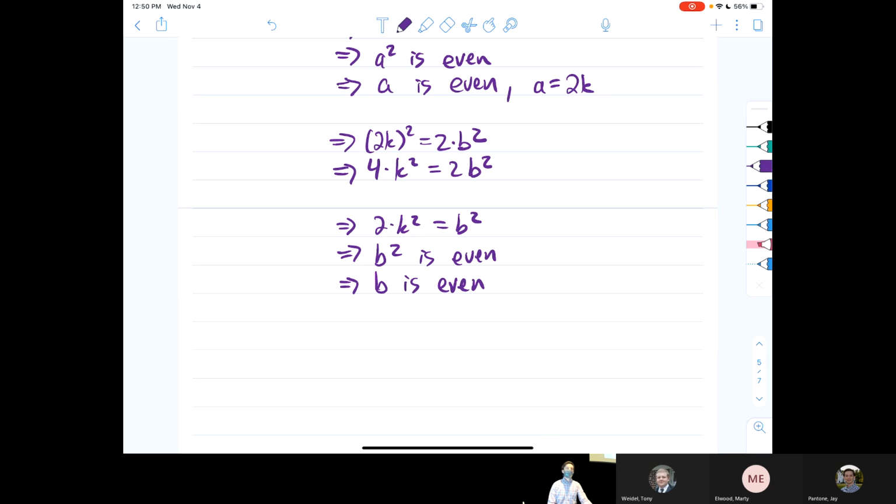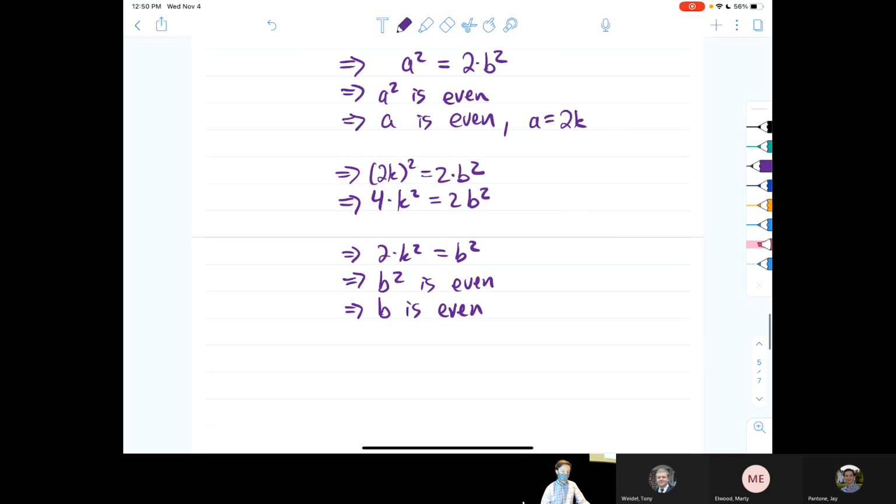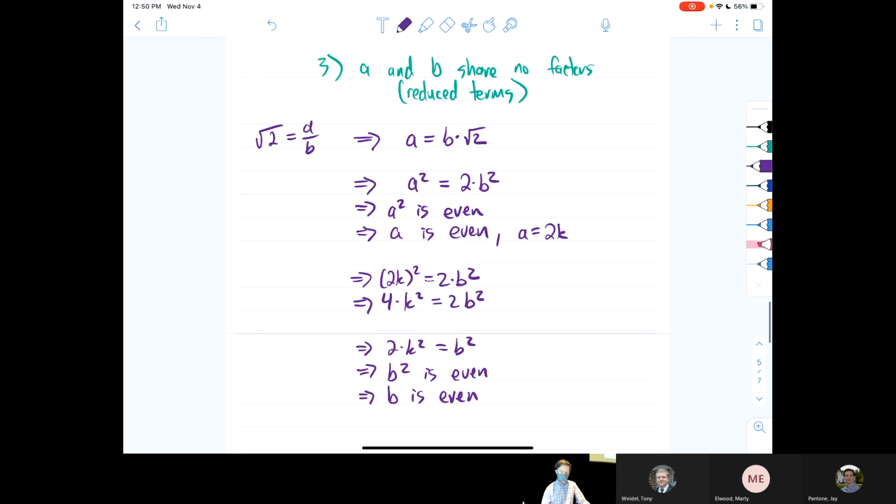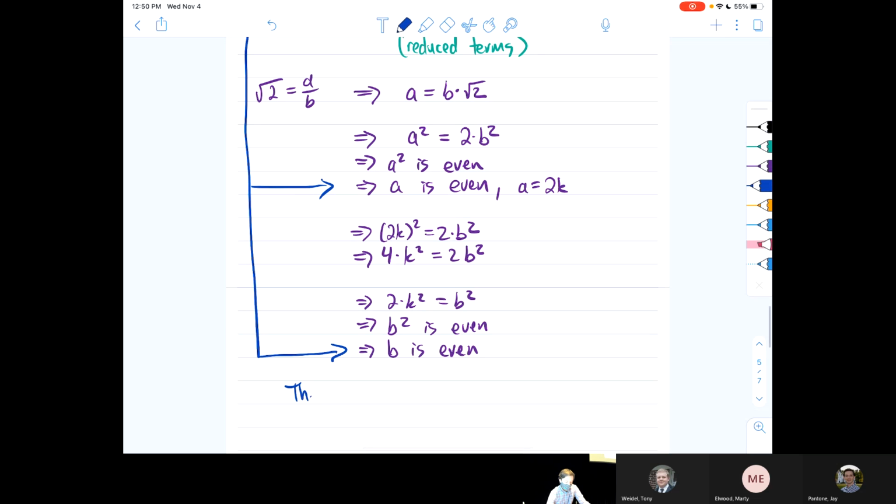And you might not notice it at first, but this is where we've reached a logical contradiction. If I can zoom out a little bit here, we assumed a and b share no common factors, but we said b is even and a is even. So that means they share a factor of 2. And that's a contradiction.